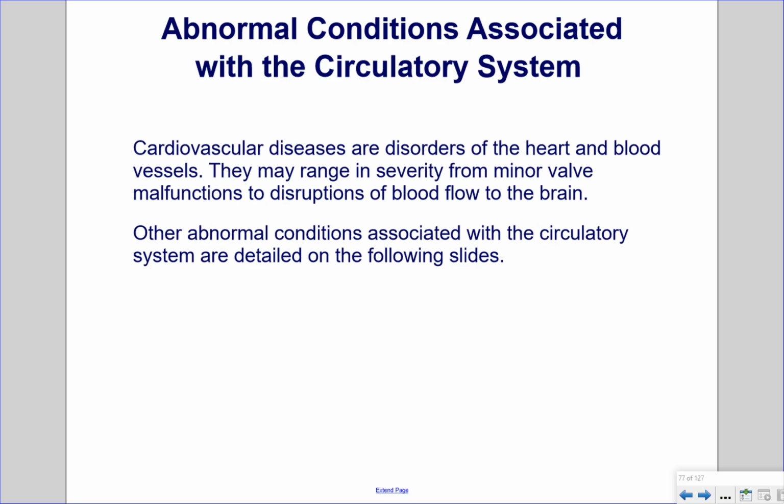Abnormal conditions associated with the circulatory system. Cardiovascular diseases are disorders of the heart and blood vessels. They may range in severity from minor valve malfunctions to disruptions of blood flow to the brain. Other abnormal conditions associated with the circulatory system are detailed on the following slides.